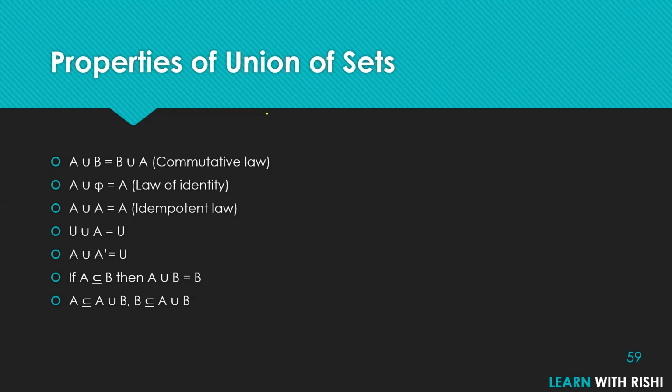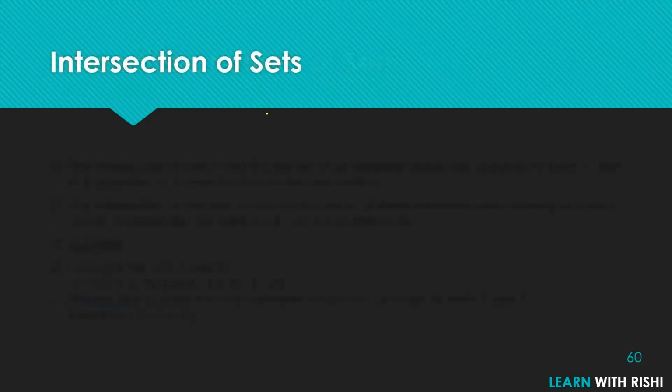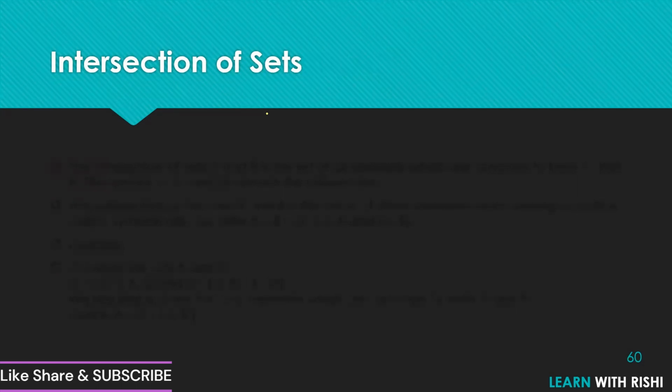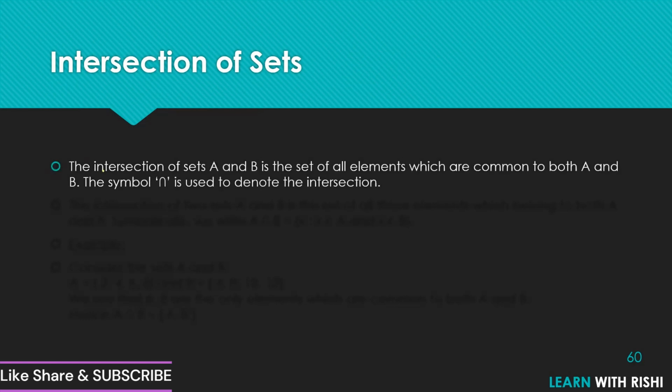Now let us move to the next topic, that is intersection of sets. Now this is another operation. First was union and second one is intersection. What is intersection? The intersection of sets A and B is a set of all elements which are common to both A and B. Intersection means something that is common. So I am taking set A, set B. The elements which are common in both the sets will be my intersection of sets. That will be a new set which is the intersection of sets.